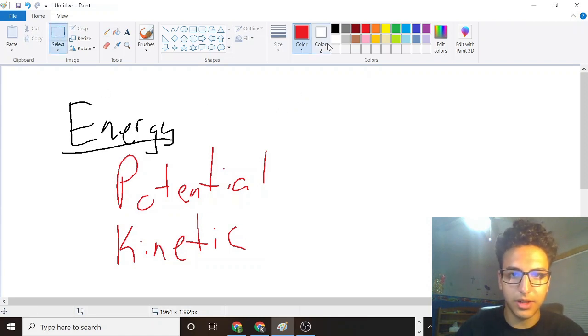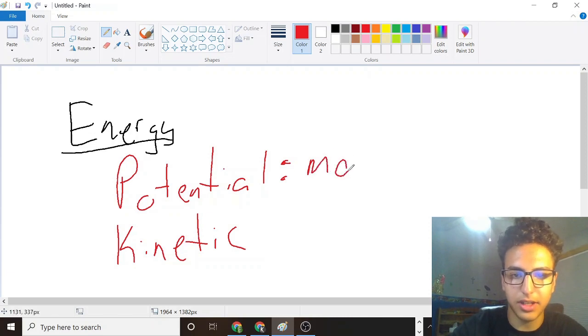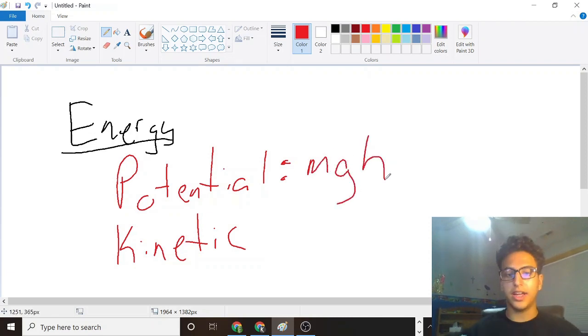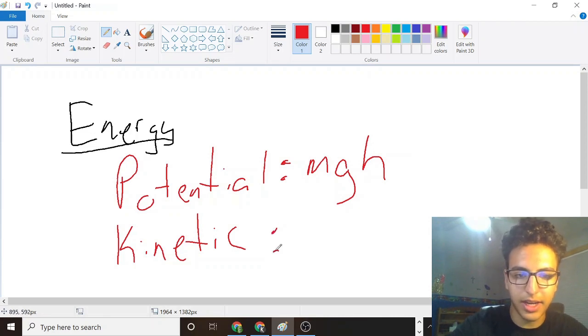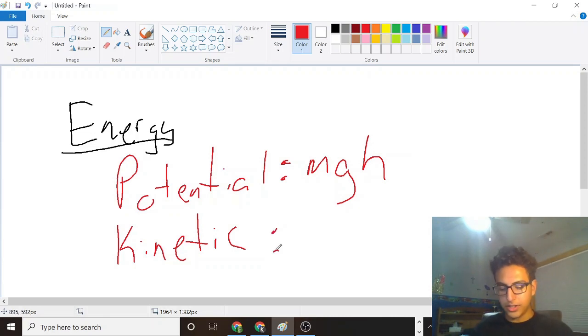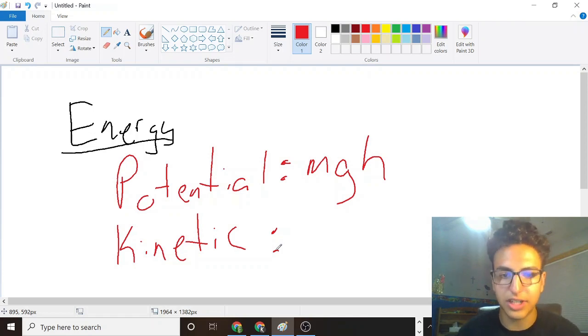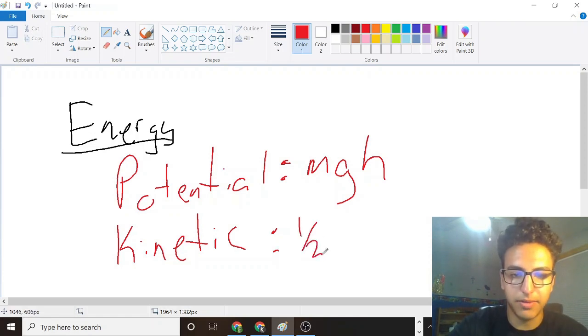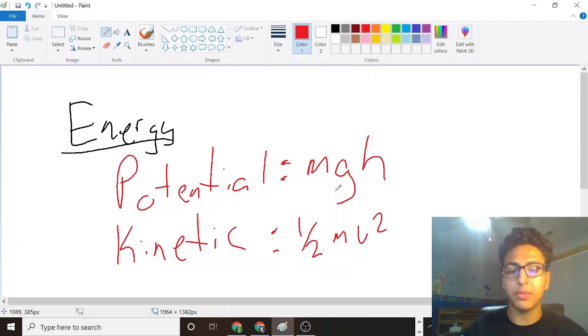Alright, so what are these formulas? Well, gravitational potential energy is the mass of the object times acceleration due to gravity times the height off the ground. Kinetic energy, energy in motion, linear or translational kinetic energy, is equal to 1/2 mass times the velocity squared. Okay, and so this is the mass of the object times 9.81, the acceleration due to gravity, times the height off a neutral point. I'll get to that. And this is the mass of the object times the velocity of the object squared.